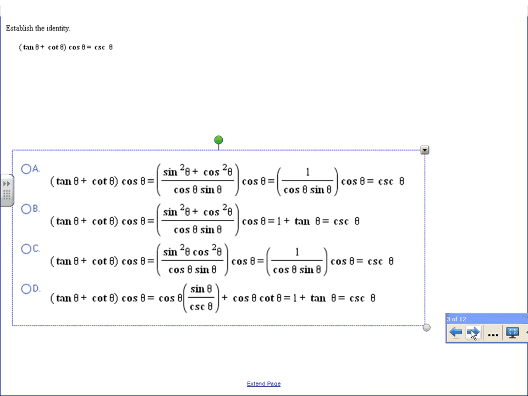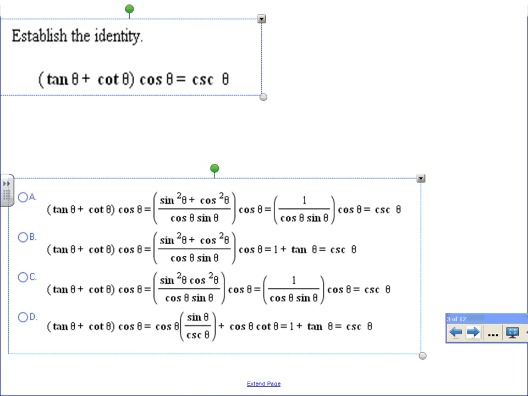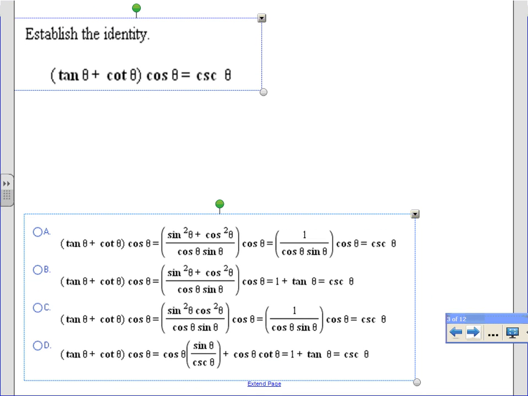Okay, now let's look at this next one. On this one, I'm going to start off with what I thought would have been a way to do this, but then I'm going to show you that a lot of times you have what I call dead ends. My thought on doing this one would be to change everything to sine and cosine. So in that thought, I would have done this.